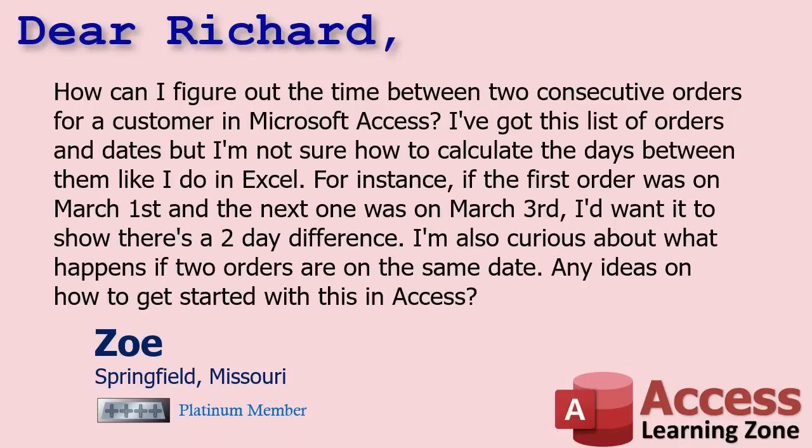Today's question comes from Zoe in Springfield, Missouri, one of my platinum members. Zoe says, how can I figure out the time between two consecutive orders for a customer in Microsoft Access? I've got this list of orders and dates, but I'm not sure how to calculate the days between them like I do in Excel. For instance, if the first order was on March 1st and the second was on March 3rd, I'd want it to show there's a 2-day difference. I'm also curious about what happens if two orders are on the same date. Any ideas on how to get started with this in Access?